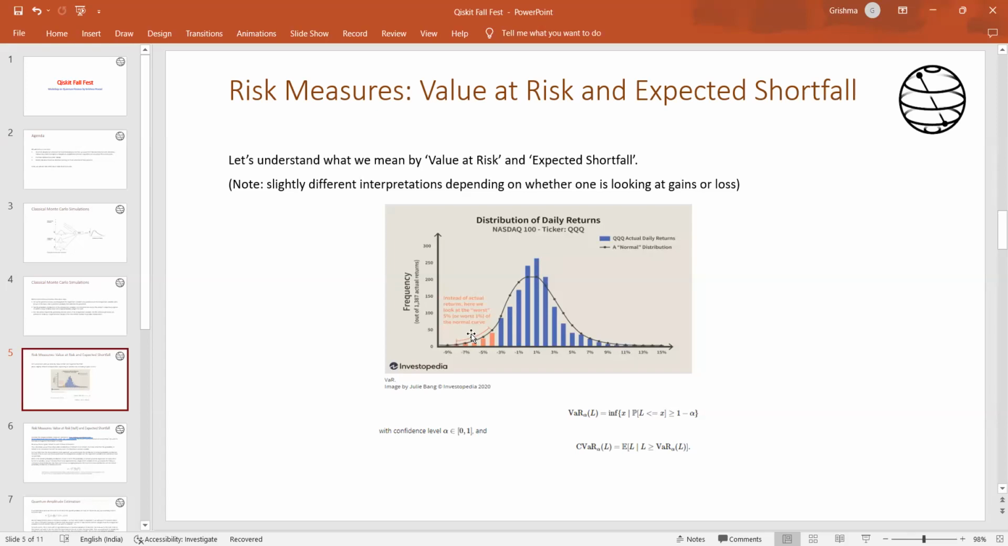Expected shortfall is similar, just that you don't stick to a single value, but you stick to an average value, or an expected value of all the returns or losses you have at that specific confidence level. Mathematically, it would look like the formulas I have given here. But this is essentially the core idea of the risk measures that we usually have in finance.